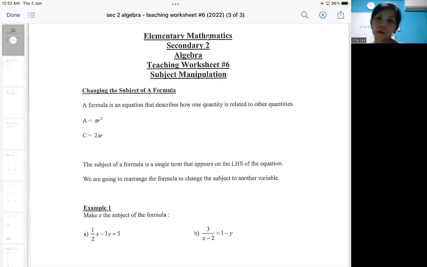This is an introduction on the algebra section on subject manipulation. So we need to understand what this whole thing is all about. There is something called the subject of a formula. Usually the subject of a formula is a single term. It's like the main character. When we say something is the subject, it is a single term that appears on the left-hand side.